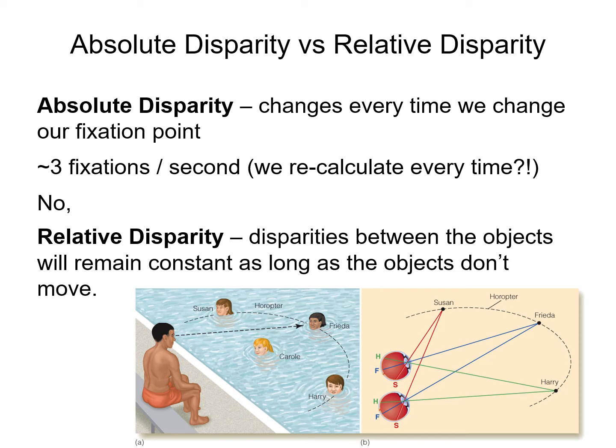So I put the picture back in here. If I'm looking at Frida, Carol is 26 degrees absolute disparity off of my corresponding points; her non-corresponding points are 26 degrees different on the two retinas. If I change my point of fixation from the lifeguard to look at Carol, now Frida has 26 degrees absolute disparity. Carol's on my horopter. She has changed to basically 0 degrees of absolute disparity because she's on the horopter. But their relative disparity, they're still basically 26 degrees different from each other in that example.